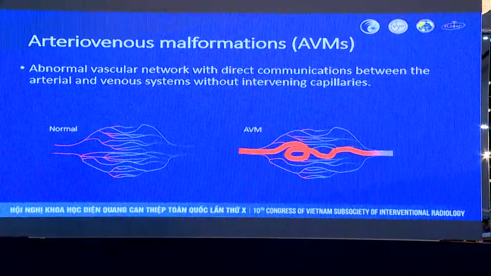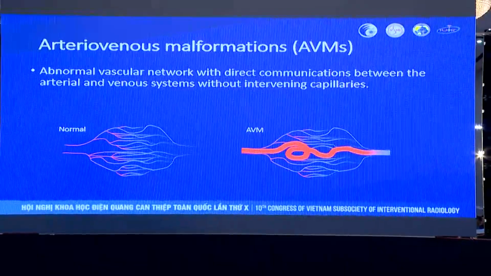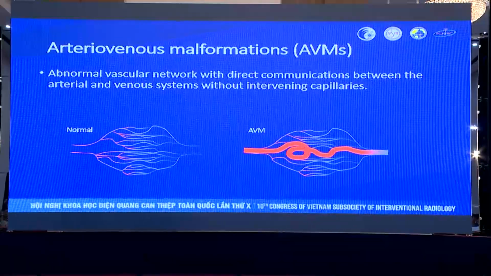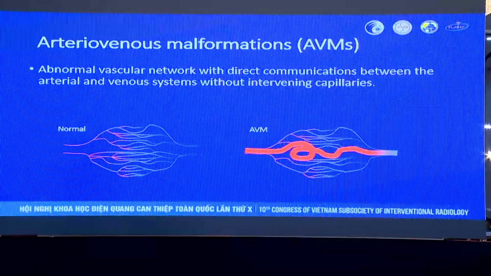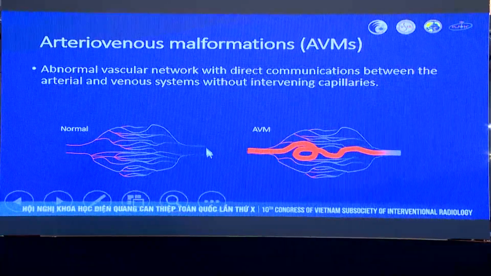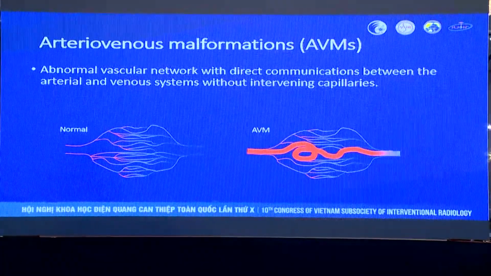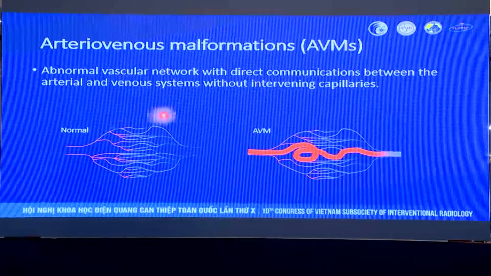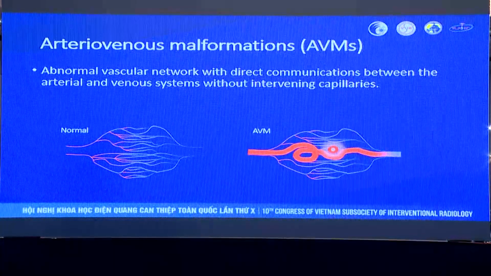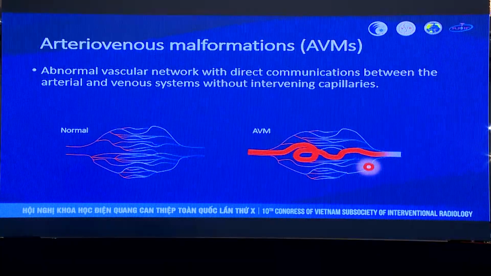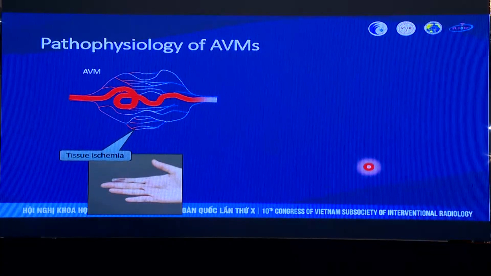Arteriovenous malformation can be defined as an abnormal vascular network with a direct communication between the artery and vein. They can make a very fast flow region. Since most of the blood flow goes through the low resistance shunt, normal capillaries fall into ischemia.